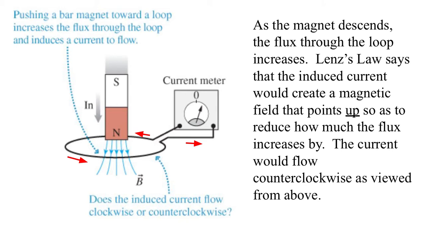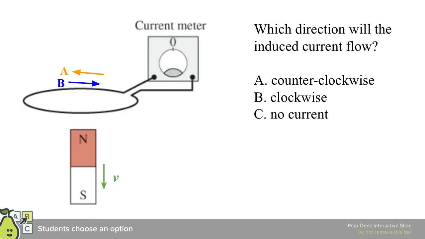For instance here, as the magnet descends, the flux through the loop increases. Lenz's law says the induced current would create a magnetic field that points upward, so as to reduce how much the flux increases by. The current would flow counterclockwise as viewed from above. So here, in what direction will the induced current flow?